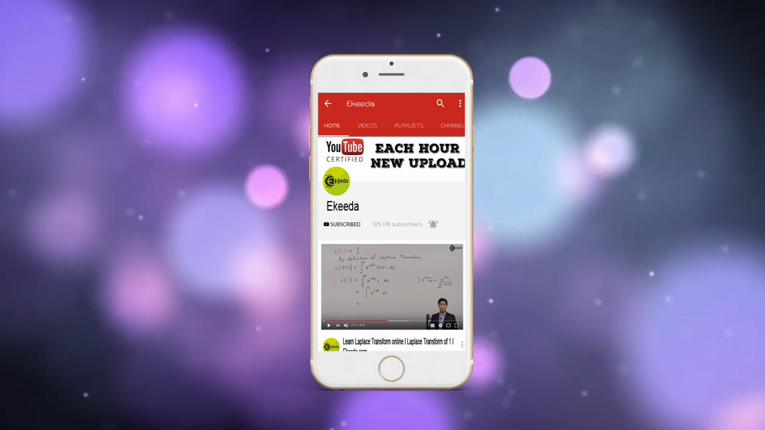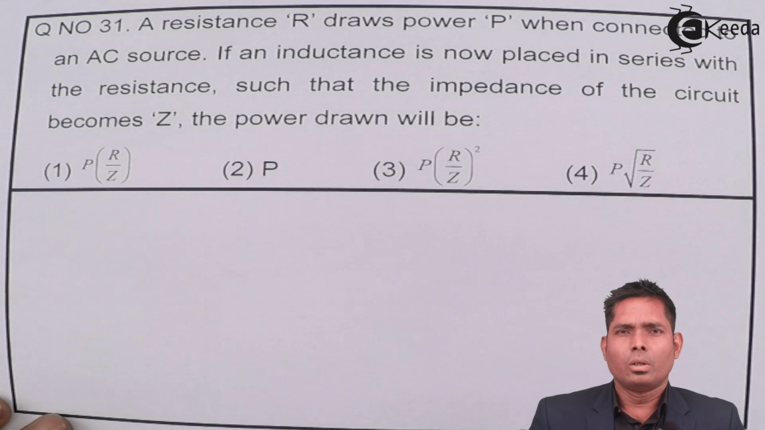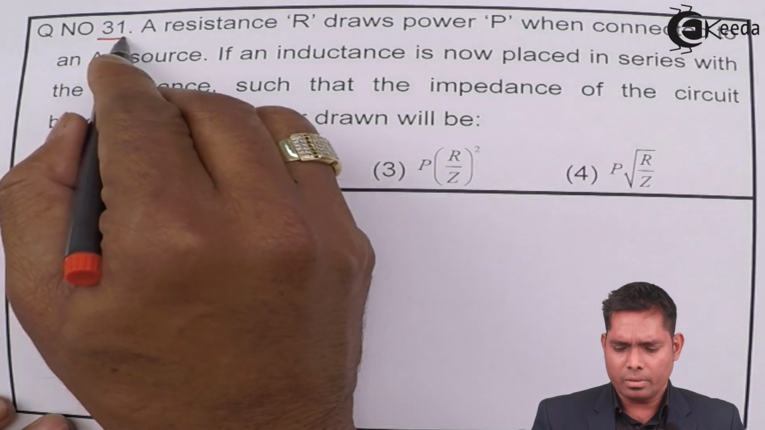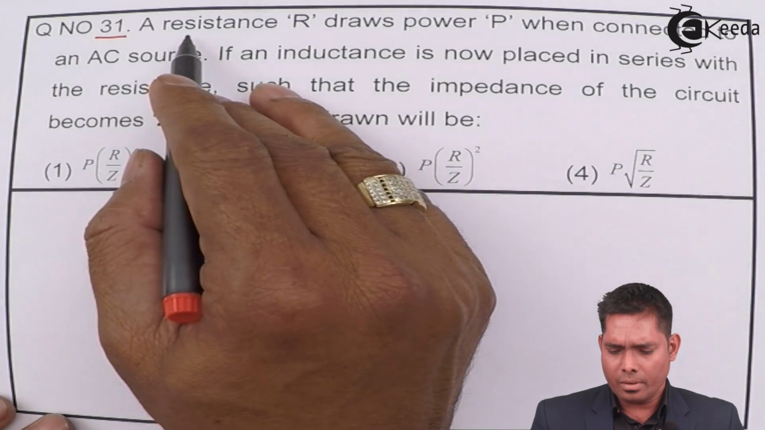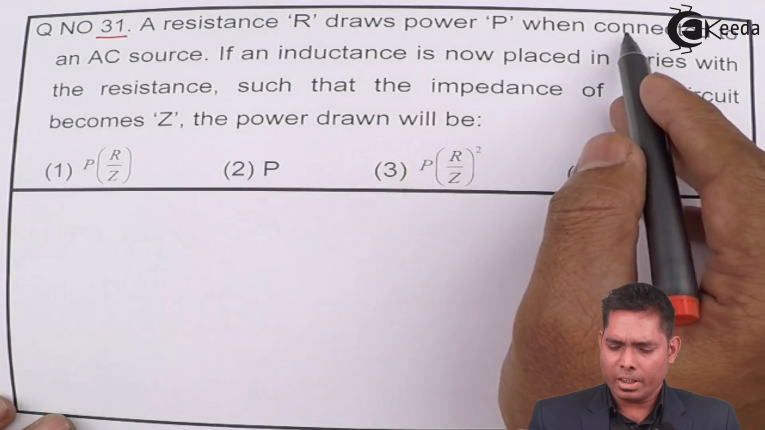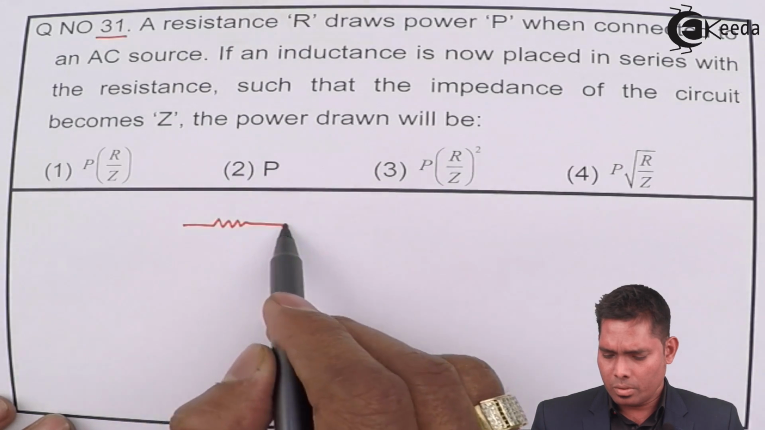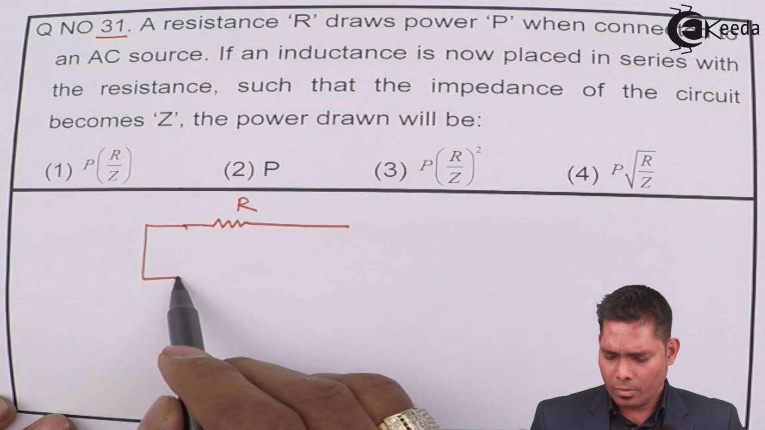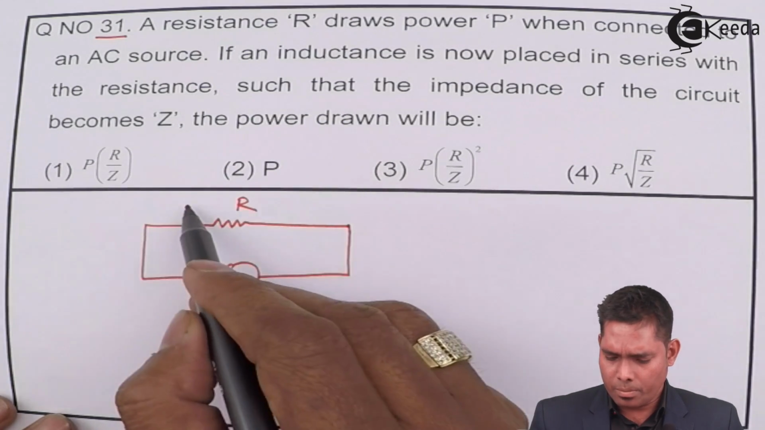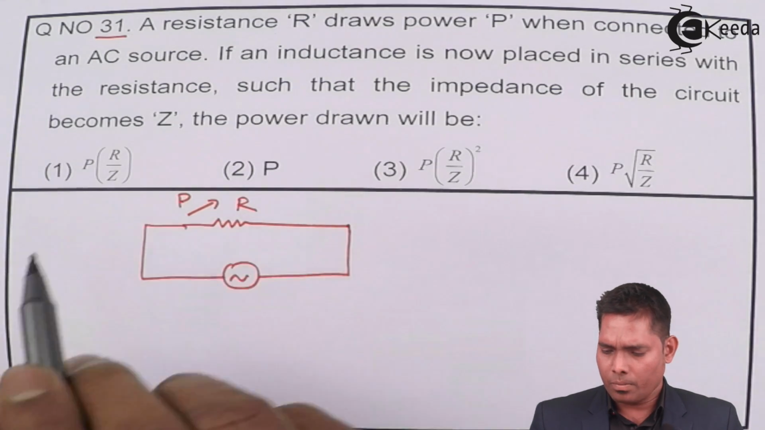Students, in this video we will take question number 31 of the NEET Physics paper 2015. Let us solve question number 31. It says that a resistance R draws power P when connected to an AC source. The resistance R is connected to an AC source, and the power it draws is P.